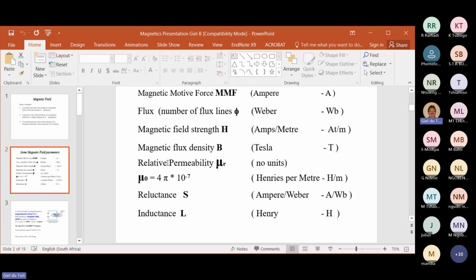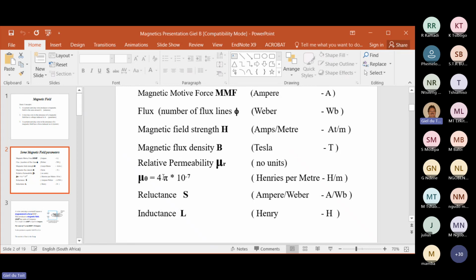So the relative permeability, mu r, we've talked about it. Relative permeability is about 1,000, so there are no units for that. The reason is because it's mu divided by mu naught that will give you this value. So there's no unit for that one. If I say the relative permeability of iron is 1,000, there are no units for that.